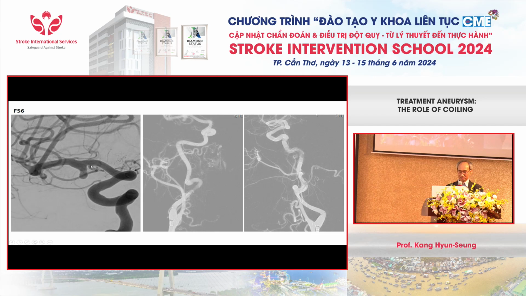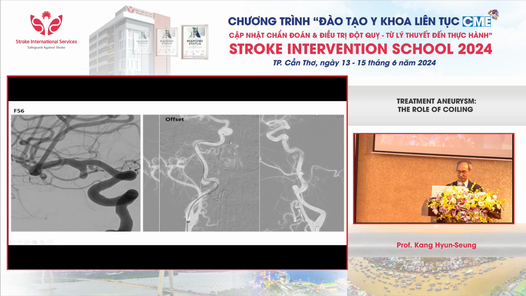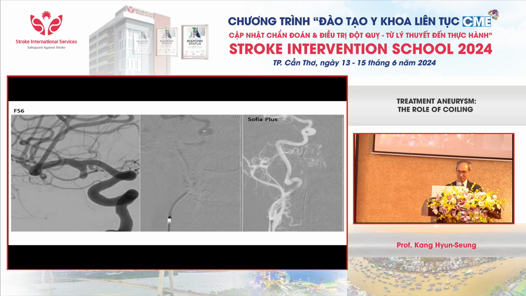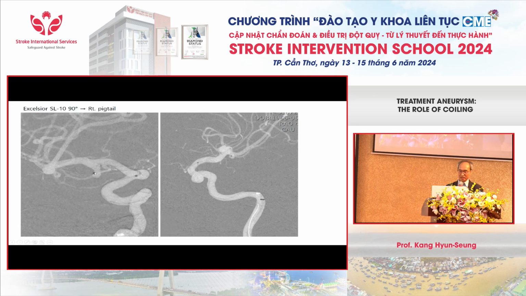So this middle-aged lady presented with an unruptured MCA aneurysm, a very wide neck, and the globular part at the dome. Even though she is not so elderly, the carotid is very tortuous. So in the old times, we didn't treat this aneurysm with endovascular. We just referred the patient for surgery. But nowadays we have some good devices for access. So we can use the guide with a Sophia Plus intermediate catheter like this. And then we select the aneurysm.